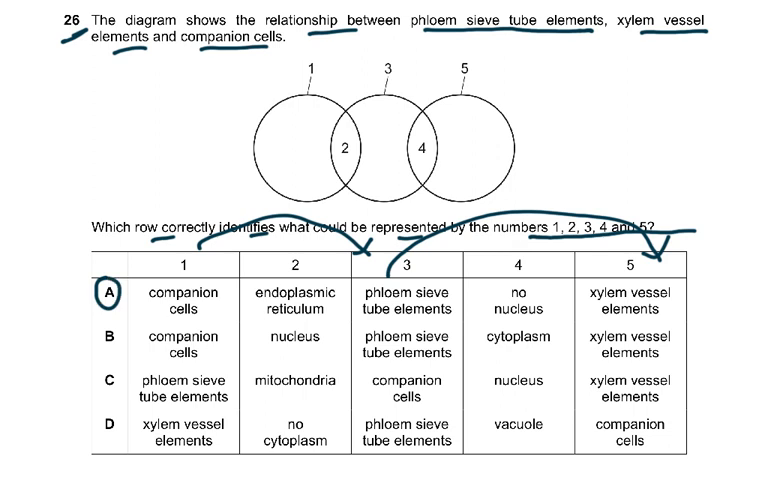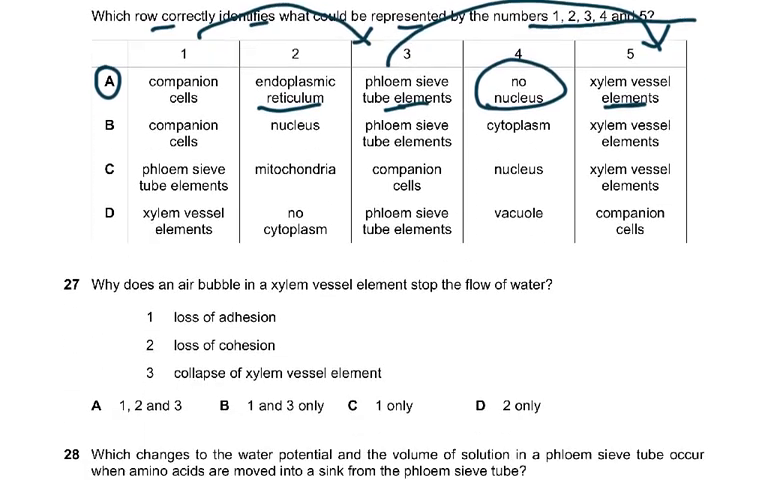Why is it A? Because companion cells and phloem sieve tube have endoplasmic reticulum, and phloem sieve tube and xylem vessels do not have a nucleus. Now here is where you have to, companion cells and phloem sieve do not have the nucleus. So this was easy for you to pick up. And xylem vessel does not have cytoplasm, but phloem tube has cytoplasm. There is peripheral cytoplasm in it. If you knew that, only then you could do this question.